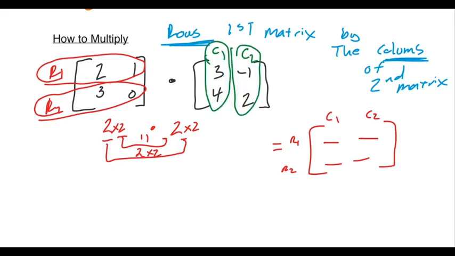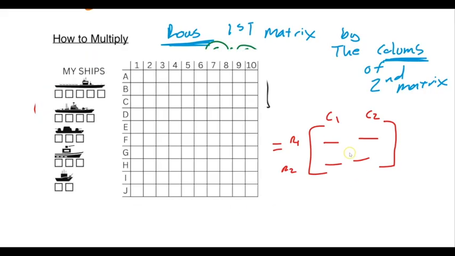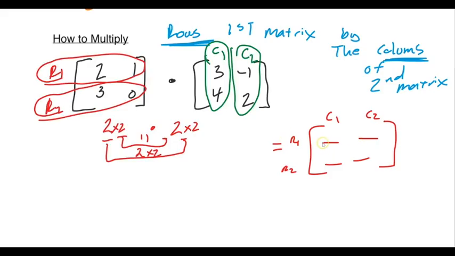If I multiply these, it's essentially just a game of battleship. If you want to enter this value right here, it's row 1 times column 1. Multiply row 1 by column 1. What we do is we multiply the first 2 entries. 2 times 3 is 6. And we add it to the next 2. 1 times 4. We get 6 plus 4, also known as 10.